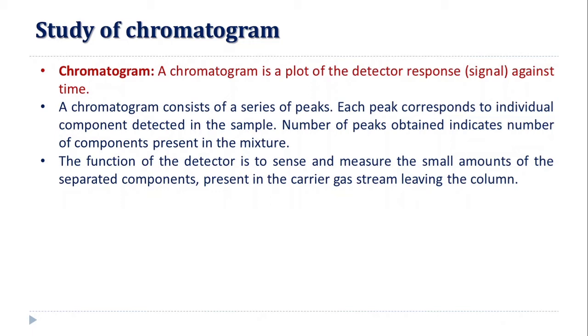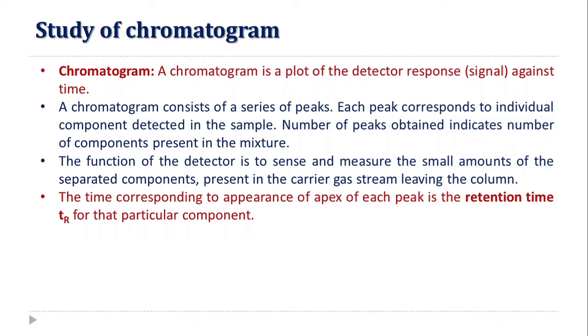So the function of this detector is to measure how much of the separated component is present in the sample, in the form of a percentage: 1%, 2%, 0.1%. So for each peak, we can measure the amount of that particular component present in the sample.